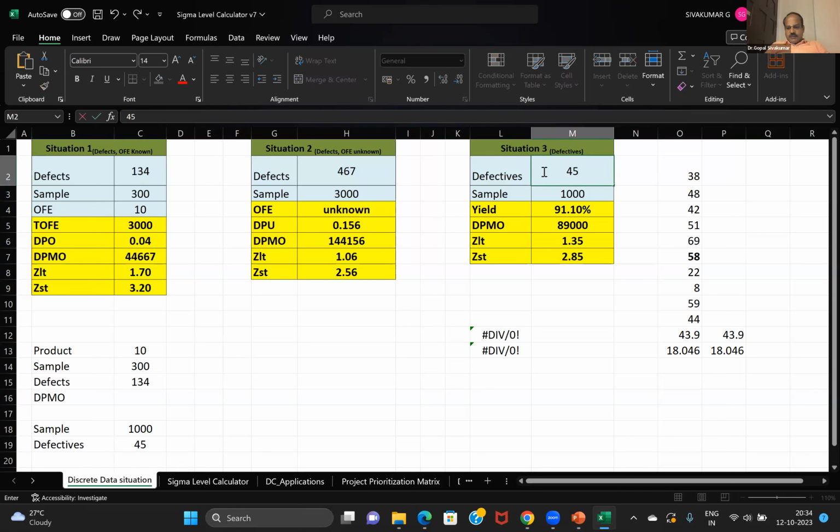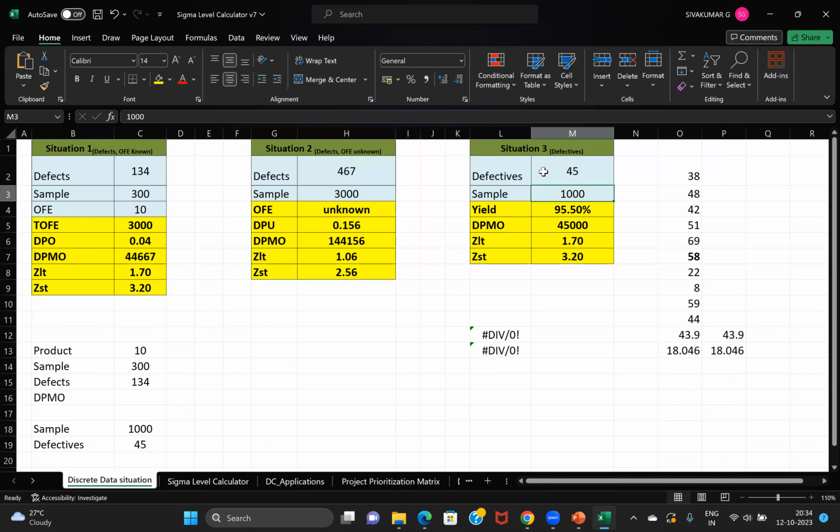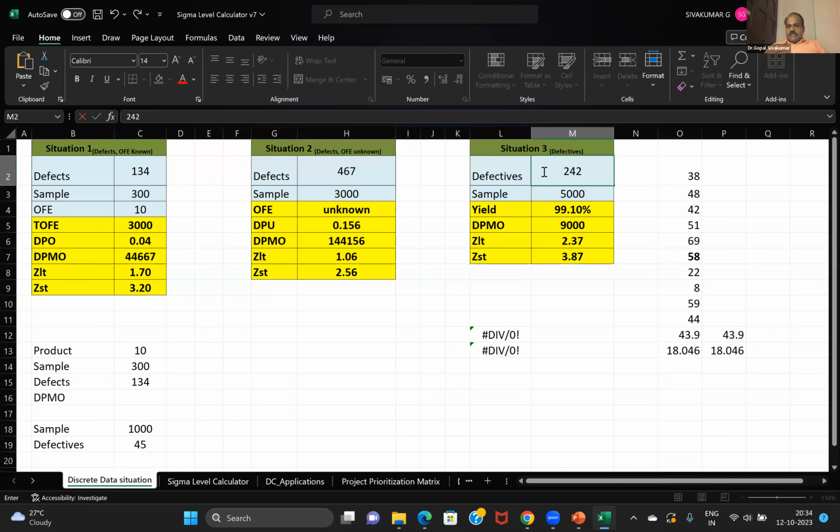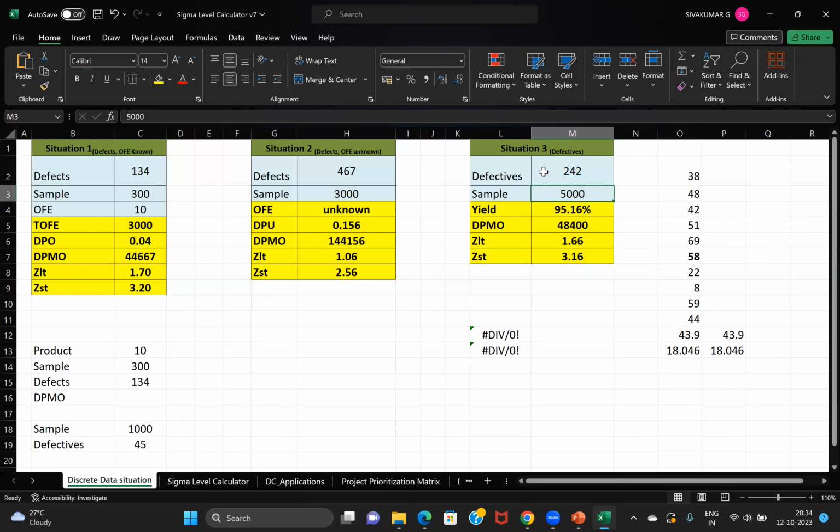Defectives observed or units rejected, number of defectives, 45. Number of units inspected, 1,000. So in this scenario, the yield is 95.5 and DPMO is 45,000 and ZST is 3.2. Can you see here, all of you? Similarly, suppose I check 5,000 pieces and get 242 rejected, now my DPMO is 8,400. Do you understand when to use situation 3?